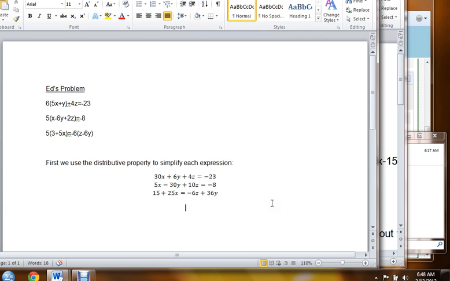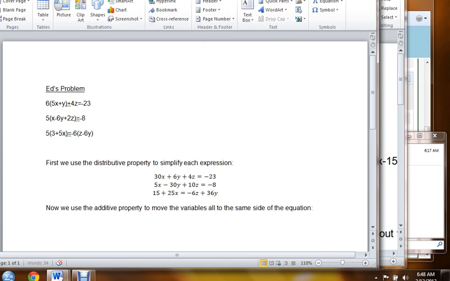Okay, so now what's the next thing? Remember, we had to move all of the x, y, z's over to the left-hand side, and we want all of the numbers over on the right-hand side. So I'm just going to type that as instructions to the reader. Now we use the additive property to move the variables all to the same side of the equation. All right, so let's do that.